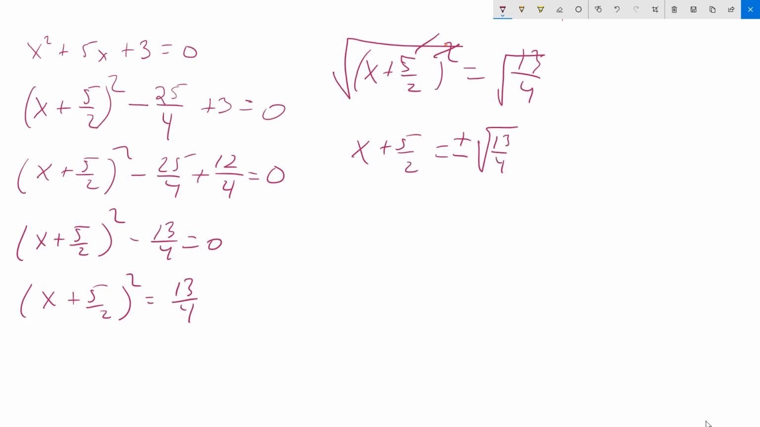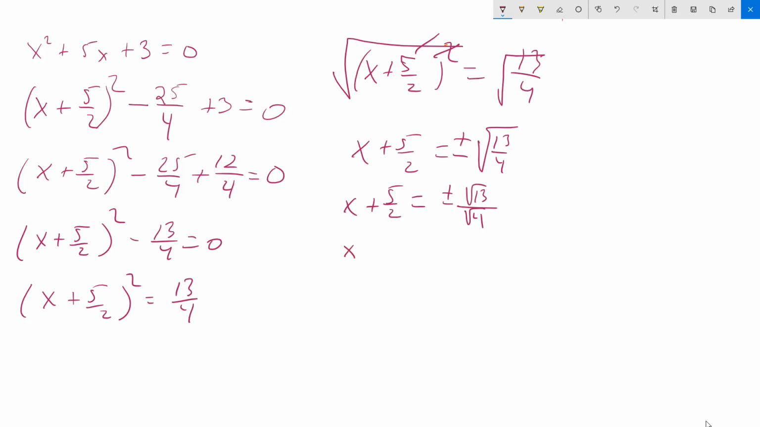So let's review a basic operation of the root symbol, which is the following. When you have the root of a fraction, you can distribute the root to the top and the bottom individually. In other words, you can write this: x plus 5 over 2 equals plus or minus the root of 13 over the root of 4. So I took, at the previous step, the root of 13 over 4, and I'm writing it as the root of 13 over the root of 4. Distribute the root symbol to the top and the bottom individually.